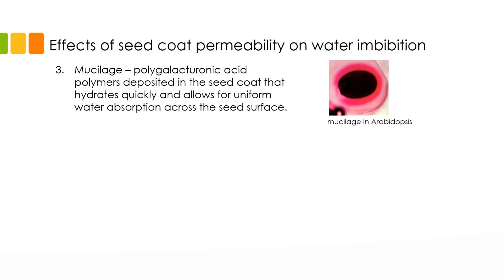Other structures that aid in water imbibition include mucilages and pedicel. You already know from our previous lectures that mucilages are polygalacturonic acid polymers deposited in the seed coat. Mucilages hydrate quickly and allow for uniform water absorption across the seed surface.